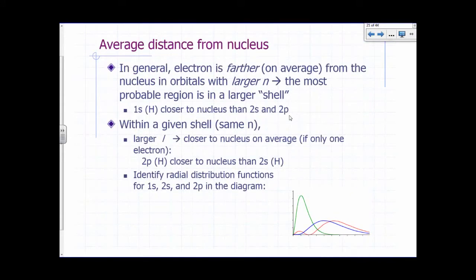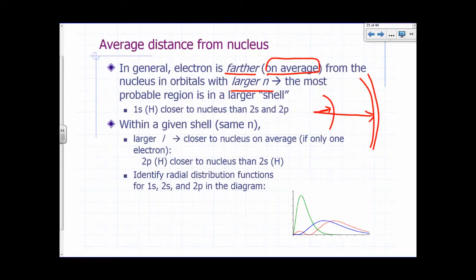So if you apply that formula, you'll find that in general, an electron is farther from the nucleus on average, because at any time it can be very close to the nucleus or very, very far away. So we're just talking about average here. An electron would be farther on average from the nucleus in orbitals that have a larger n. So the most probable region is in a larger shell. So if you recall earlier, we said 1s in the first shell, the most probable distance is around 1 Bohr radius, and in the second shell, 2s and 2p, about 5 to 6 times further away.